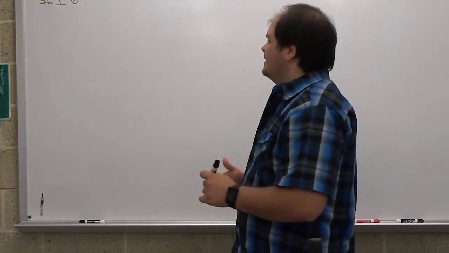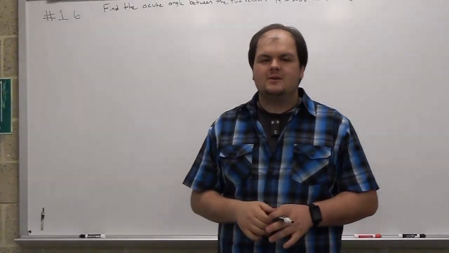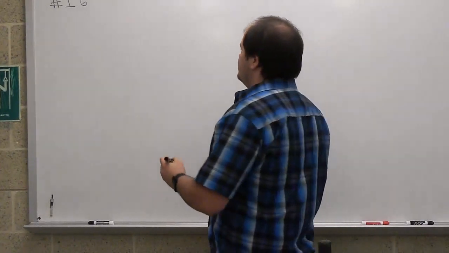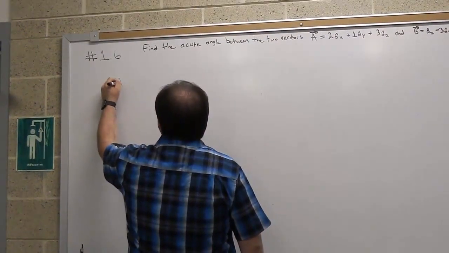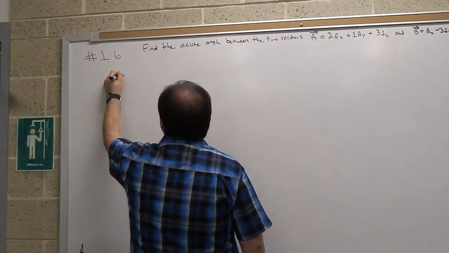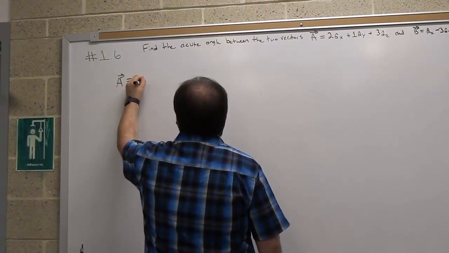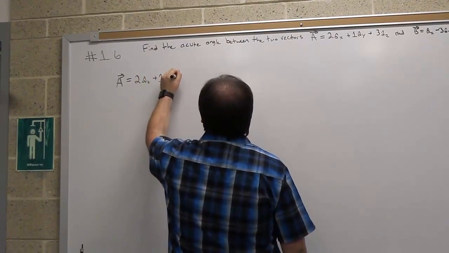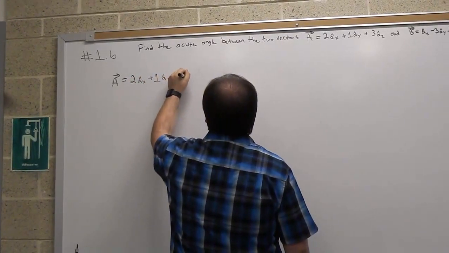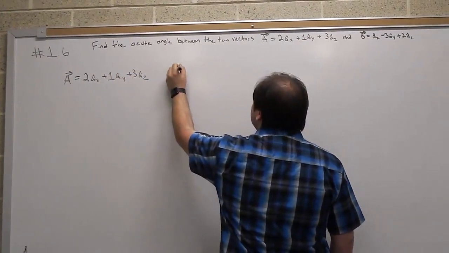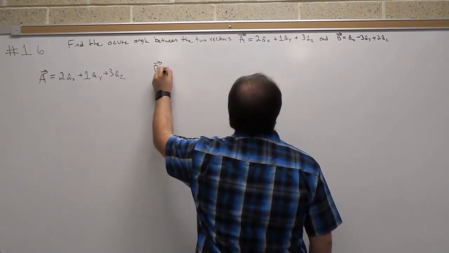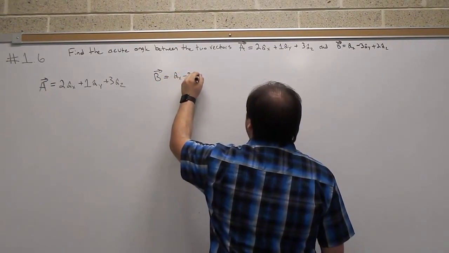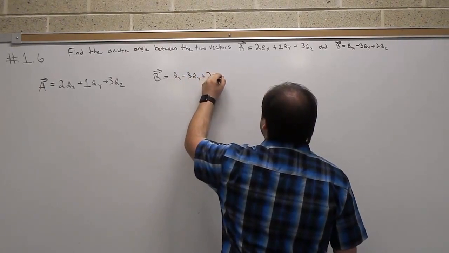So firstly, the problem states to find the acute angle between two vectors A and B. And I'm just going to rewrite it in case you can't see it up top. A vector is equal to 2a hat x plus 1a hat y plus 3a hat z. B vector is equal to a hat x minus 3a hat y plus 2a hat z.